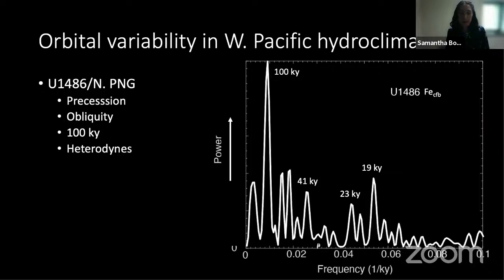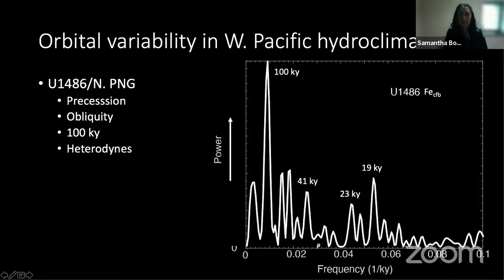All right, so this is the power spectra for the last 800,000 years at site 1486. We infer increases in iron at our core site to reflect greater rainfall over Papua New Guinea, greater erosive power and movement of that terrigenous material offshore to where it eventually lies at 1486. And when we look at the power spectra, we see precession, 23 and 19 kiloyears showing up here, as well as obliquity and a very strong 100 kiloyear cycle.